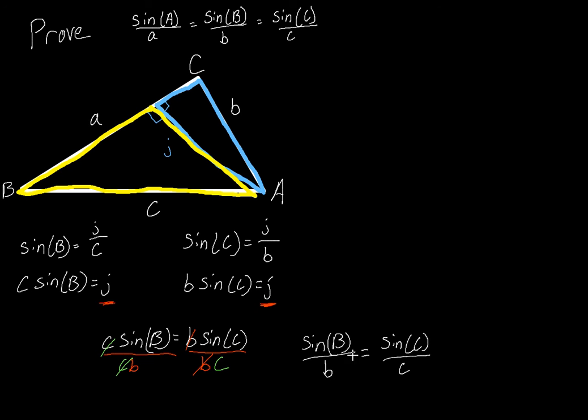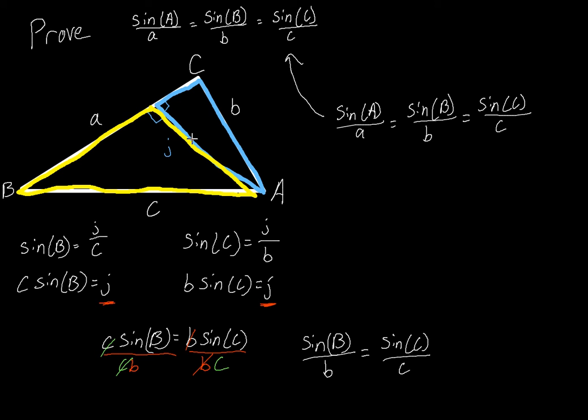And from the previous slide, we knew that the sine of A divided by little a was equal to the sine of big B divided by little b. This was from the previous slide. And now we know that the sine of B divided by little b is equal to the sine of capital C divided by lowercase c, which is what we are trying to prove, all through the sine trig function. So there is your proof for the law of sines for you.